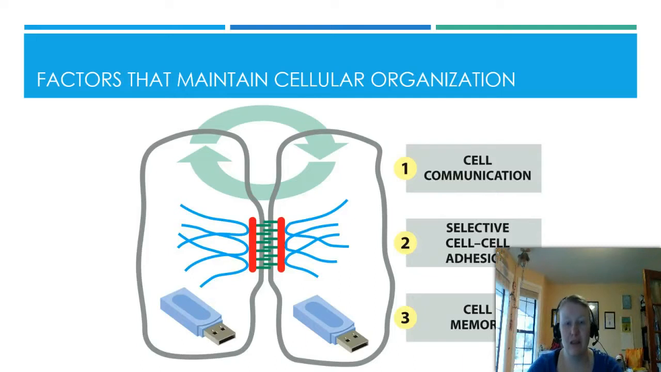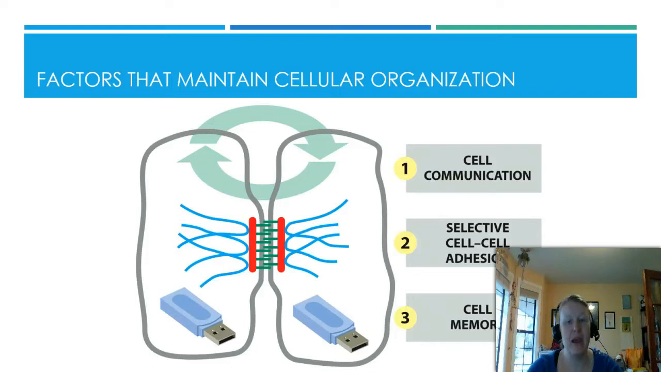Well, there's three main things that are used to help maintain the cellular organization of these tissues. The first is cell communication. We've talked about this a lot, where signaling between cells will help maintain the function and the events that are occurring within the cell. Then we also have selective cell-to-cell adhesion, and this helps keep the cells together because the cells like to bind to similar junctions and similar structures. That helps ensure that new cells will bind to their neighbors and continue to form the tissue that we've been talking about.